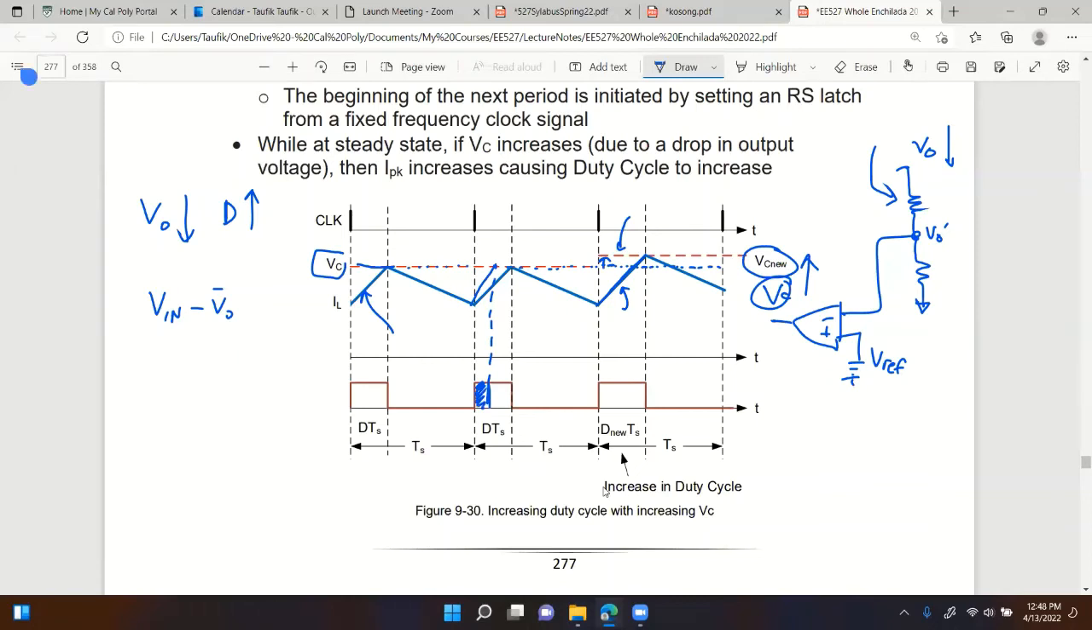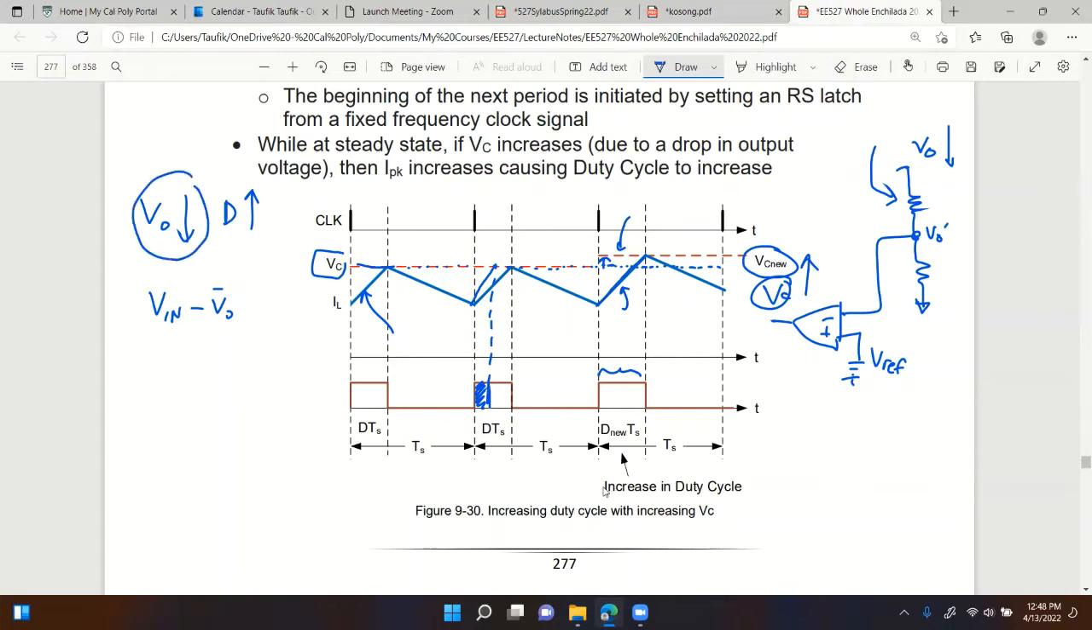But how do we compensate for that? In current mode control, as soon as VC increases, so does the limit for that peak. So even though this is faster, I don't know if I drew it correctly here, but assume the slope is getting slightly faster. Then it will take more time for this charging slope to hit that limit. Longer time means bigger duty cycle, as we expected. This is what we desire.